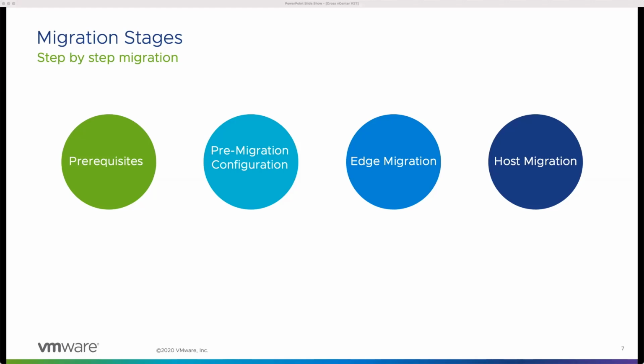And then after that, we have a pre-migration configuration, which goes through, in the tool itself, a checklist of items that may or may not be migrated, or things that need to be fixed before you can move on to the migration. And then once that process is completed, we simply migrate the edges. And then after that comes the host migration, and then you're done.